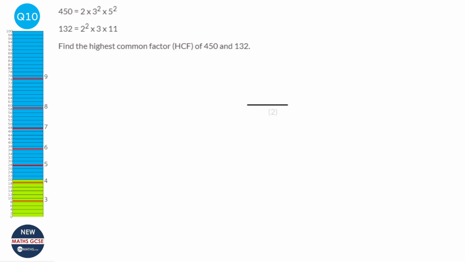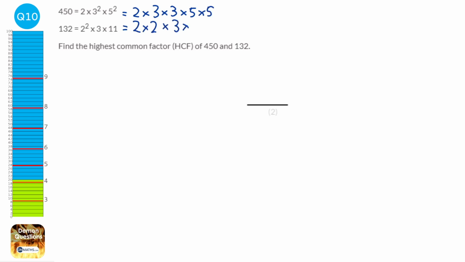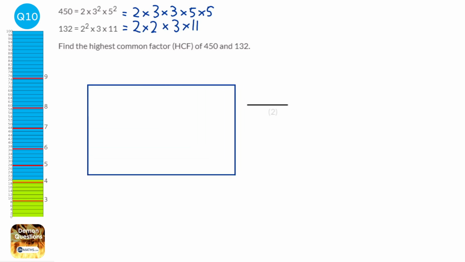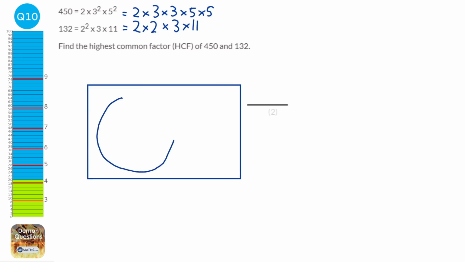So we're going to rewrite these numbers, just instead of squared, we're just going to write them out without index form. Just makes it a bit easier. And so I'm just removing the squares, and we're going to draw ourselves a Venn diagram. So let's just do a rectangle on the outside. I'm going to try and do some nice circles here. Try my best anyway.